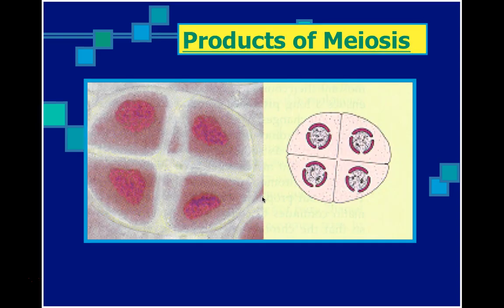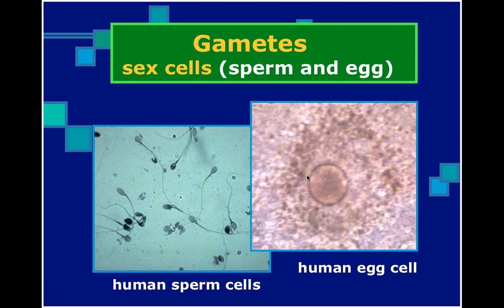So here's the product of meiosis, the end of meiosis II. You want to have 1, 2, 3, 4 genetically different haploid cells, genetically different from the original parent cell. And remember, this results in only 2 types of cells. These are the only sex cells that exist: human sperm cells and human egg cells.